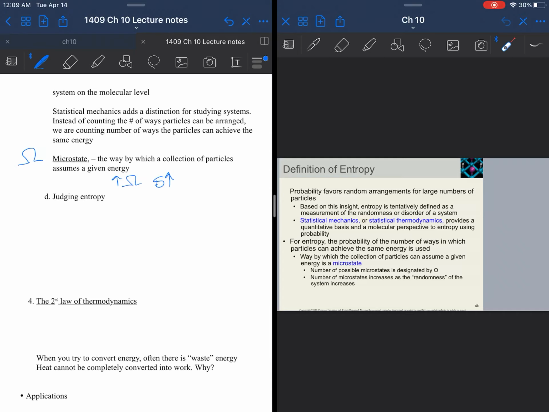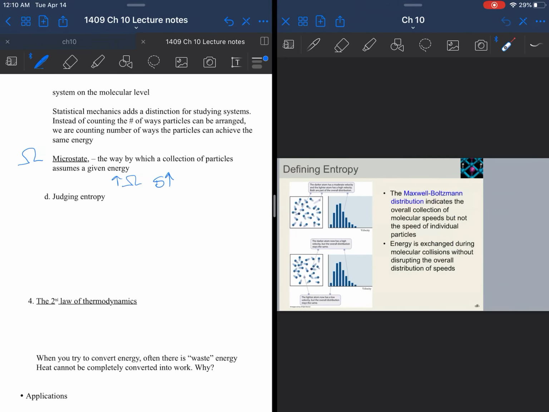Now, figuring out how many microstates are possible is not necessarily intuitive, especially with a scale of 10 to the 23rd particles. But there are some general things that we can discuss that can help us judge whether or not entropy or randomness or chaos is increasing or decreasing.